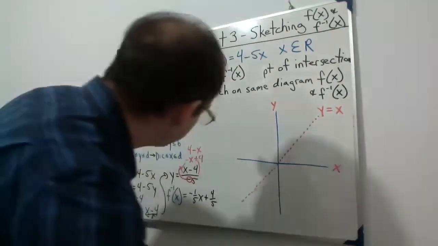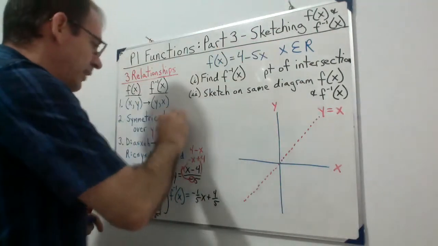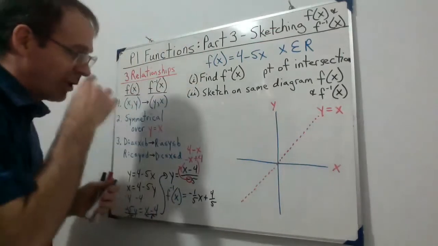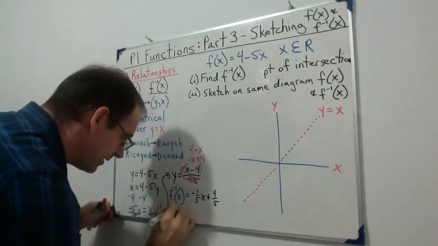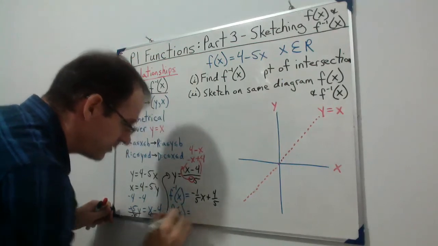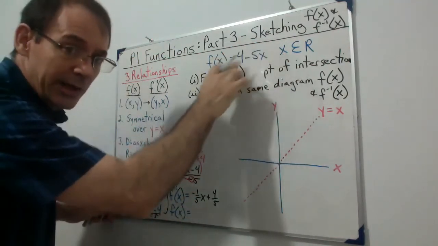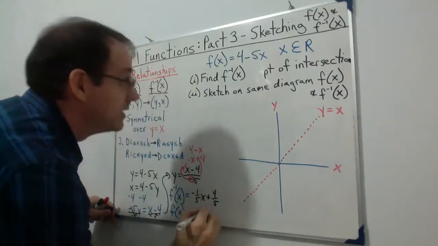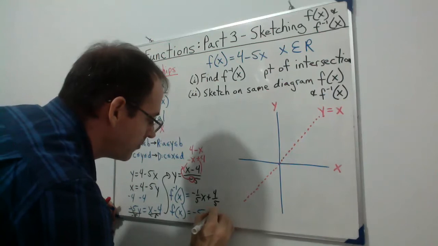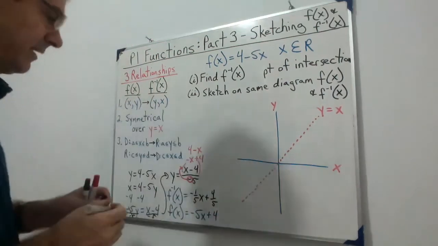Actually, I need a little bit more space because we want to find the point of intersection. So I'm going to bring this one down here, actually, get it out of the way, so we can see them side by side. And I'm going to arrange it into the y = mx + c. So a negative 5x plus 4. Okay.